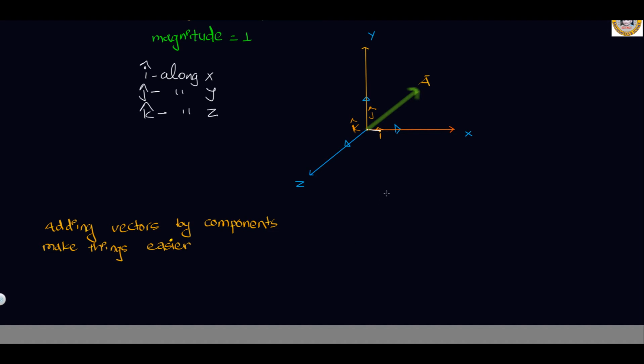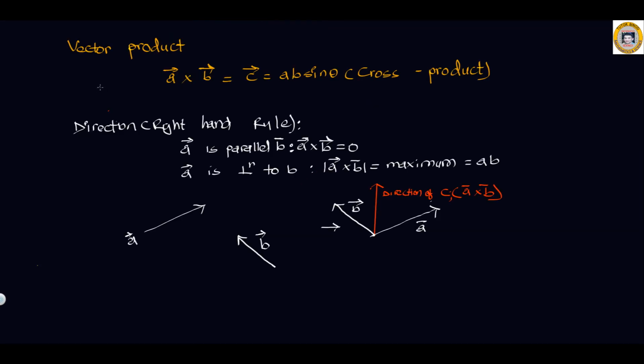The application of unit vectors is very handy in addition, subtraction and different operations of vectors of higher dimension. Now let us talk about vector product and scalar product of vectors. Vector product is denoted by A cross B, which is given as the vector with magnitude AB sine theta, also known as the cross product of the vectors. The direction of the cross product is given by the right hand rule.